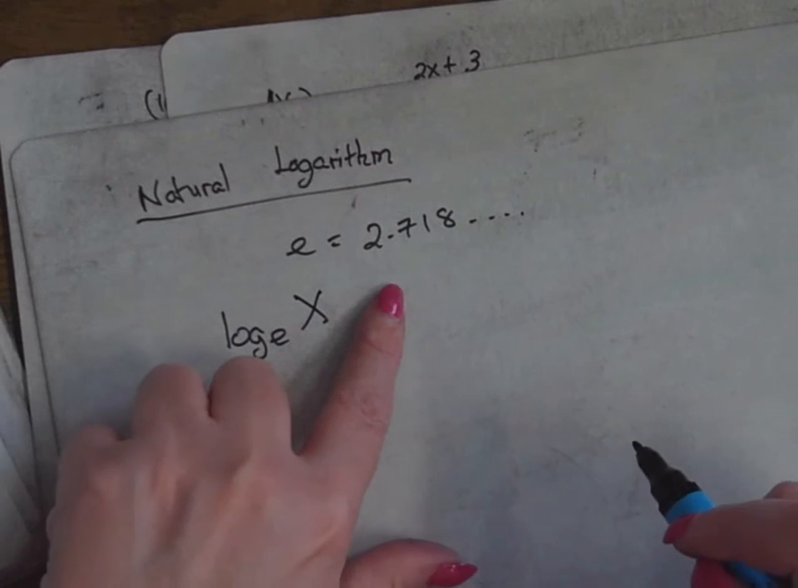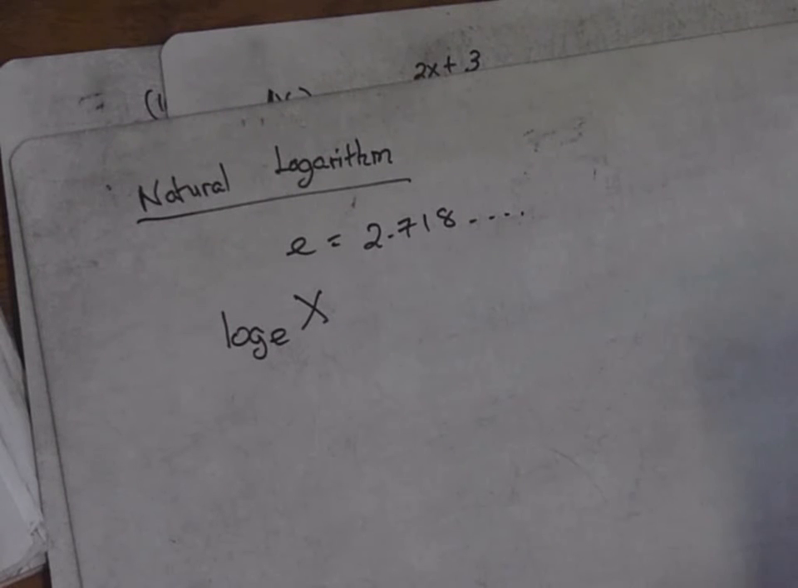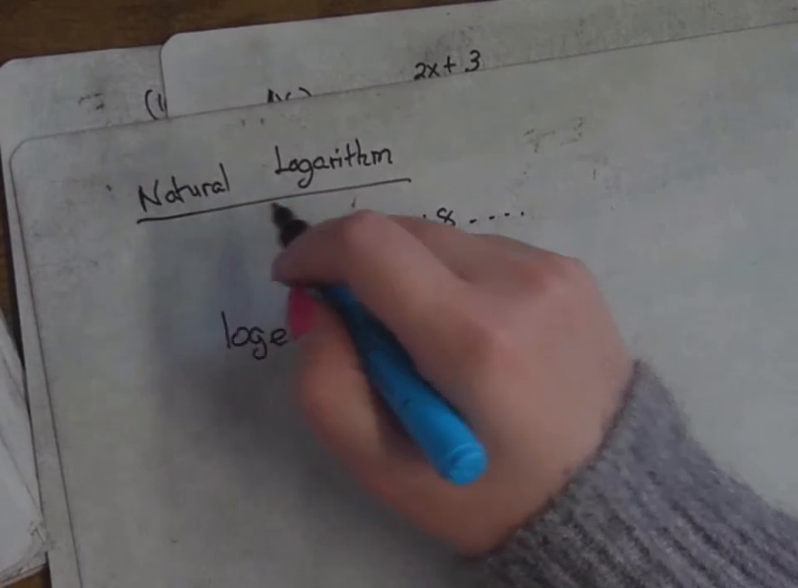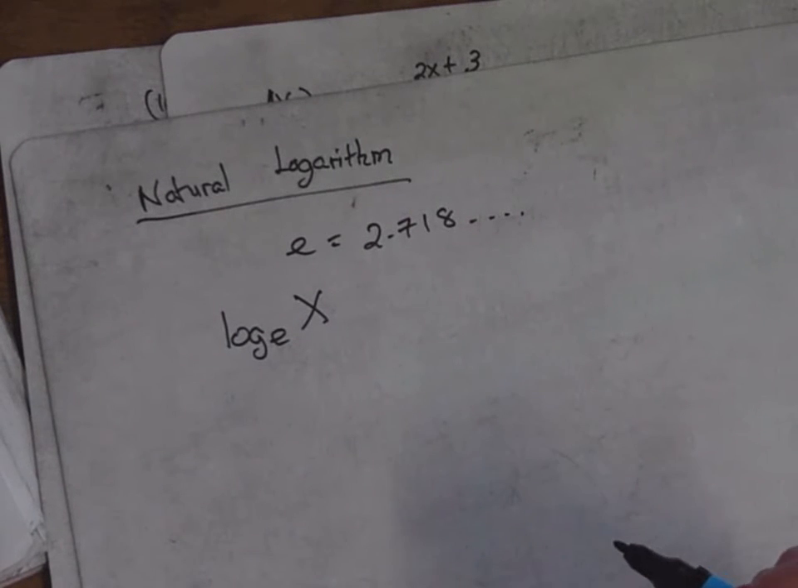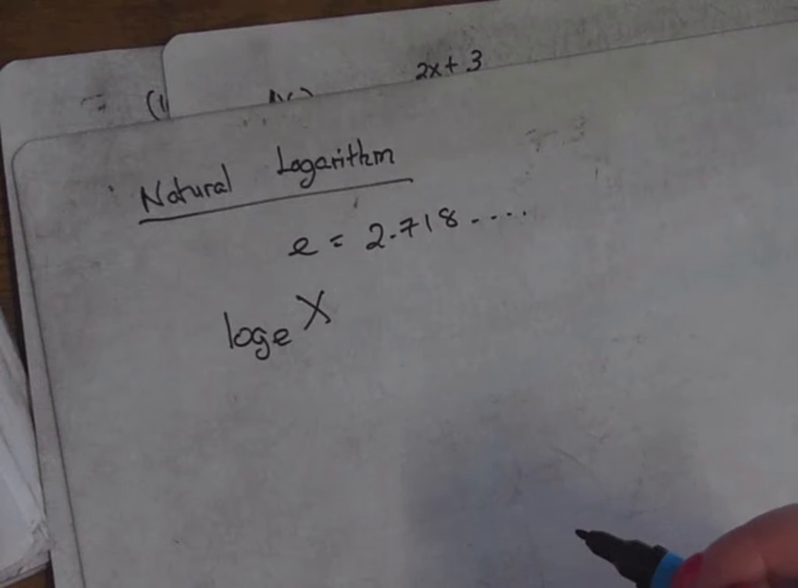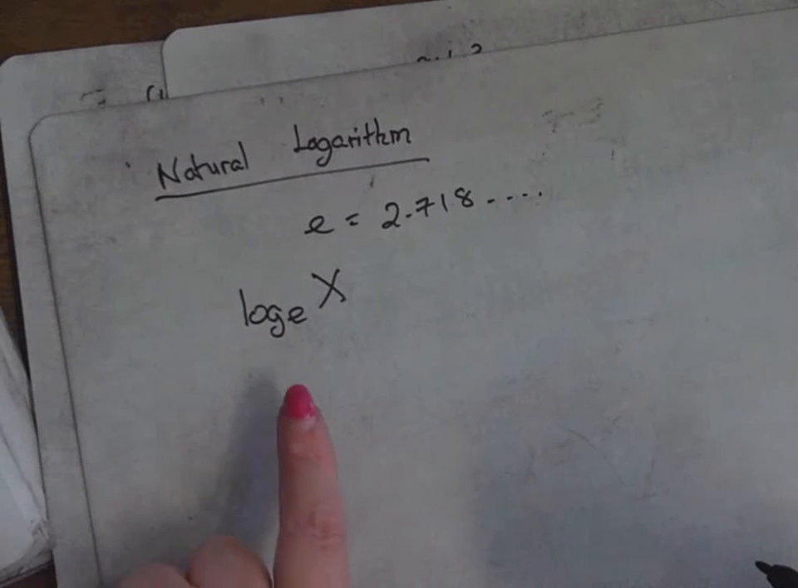E is this number. Log to the base e, so it's just a number like log to the base 10, log to the base 5, log to the base whatever. It's just a number that kept cropping up when they were doing maths on natural disasters. That's why they call it the natural log. So they use it for decaying bacteria and stuff like that. They noticed that this number kept coming up, and they called it e.